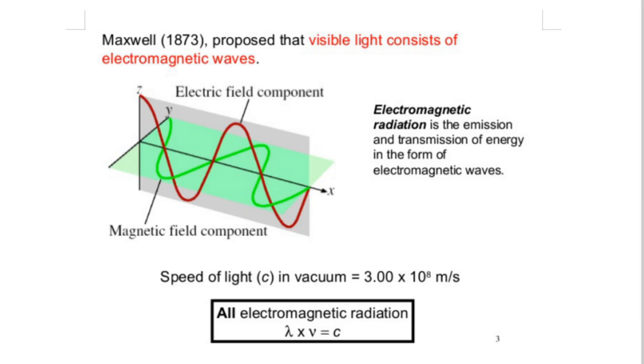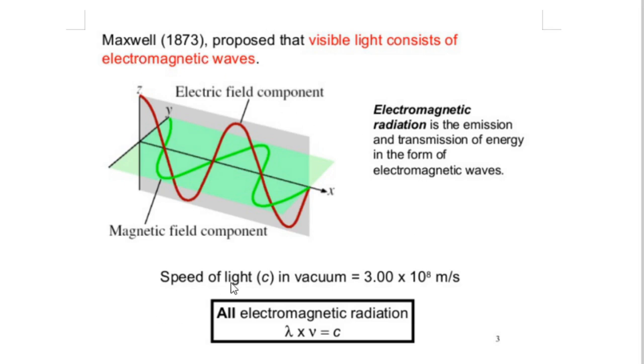Now, this is very important, which was given by Maxwell in 1873. What did Maxwell propose in 1873? Maxwell proposed that visible light consists of electromagnetic waves. Because light is nothing but a photon, and a photon has its own spin, S-P-I-N. When the photon spins, it produces a magnetic field. And it has a charge, and that charge is equivalent to an electric field. The spin of the photon is equal to the magnetic field. And this was given by Maxwell in 1873.